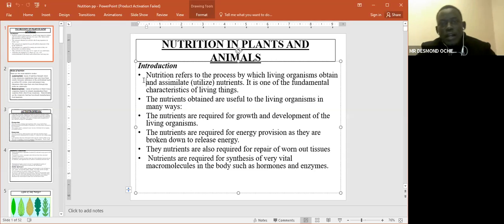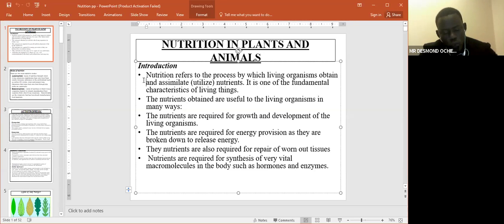So today we are looking at nutrition in plants and animals. Now, nutrition, as we all know, is one of the characteristics of living organisms. All living organisms have this characteristic called nutrition, that is both plants and animals. And nutrition is a very important characteristic that enables all living things to acquire energy.